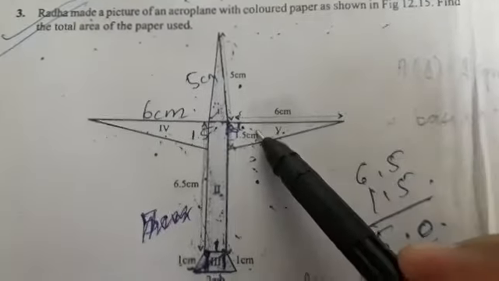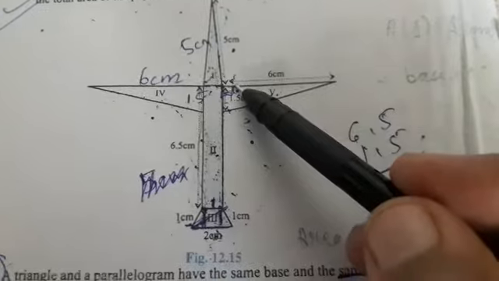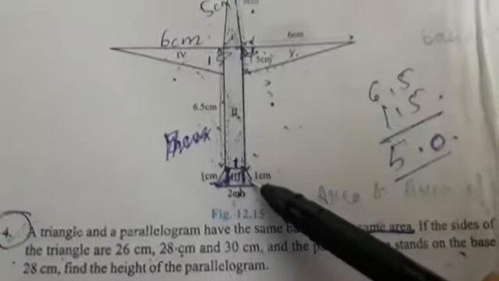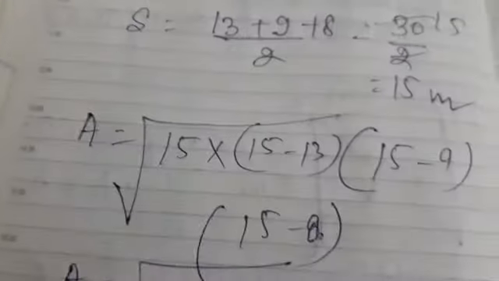So here we can apply half base into height. For the rectangle, we can use the formula length into breadth. For the trapezium, we can find half the sum of the parallel sides into height, and then we can add them up. So let's begin with the exercise, question number 3.